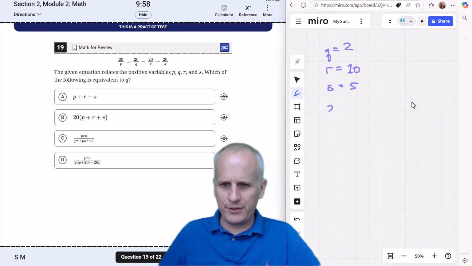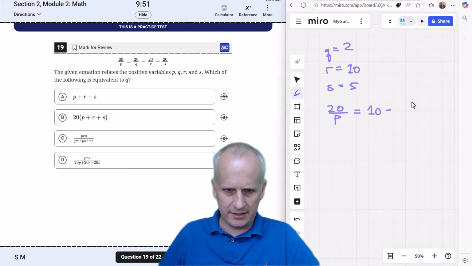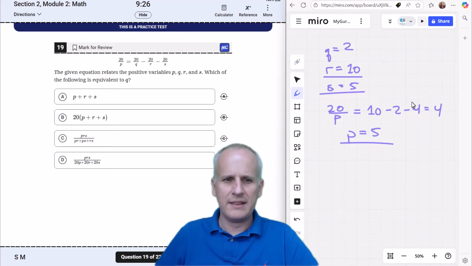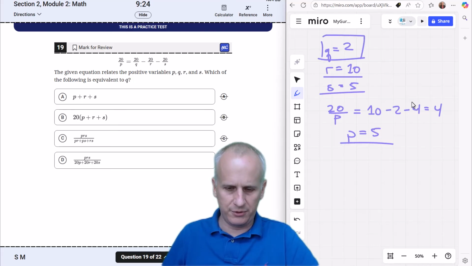So now we know that 20 over P is going to be equal to 10 minus, 20 over R is going to be 2, and then we've got minus 20 over 5, which is going to be 4, which is going to give me exactly 10 minus 2 is 8, 8 minus 4 is 4, so that means that P also has to be equal to 5. So we're just looking for a situation where R is equal to 10, S is equal to 5, and P is equal to 5, that we get our answer of Q is equal to 2.